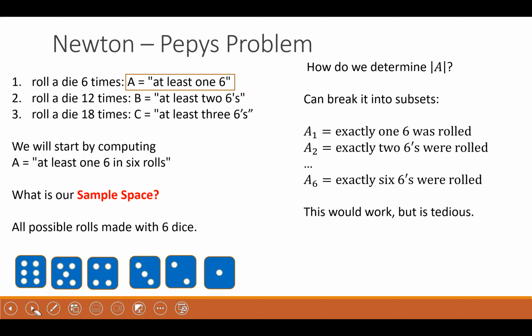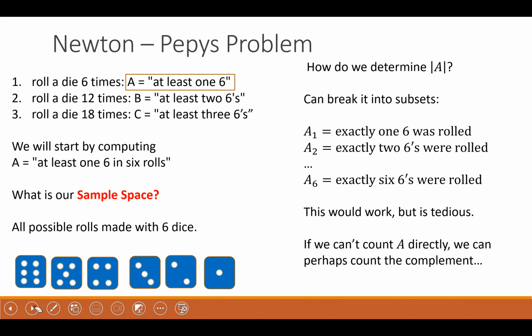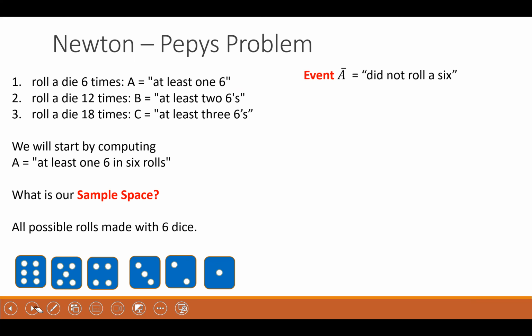So what do we do when counting a problem size directly is difficult? Yeah, we're going to count the complement of A. So event A naught or A complement is that we didn't roll any 6s, right? So if I roll at least 1 6, then these are all of the dice rolls that have at least 1 6. And then the complement of that is, of course, 0 6s, which is actually kind of easy to count.